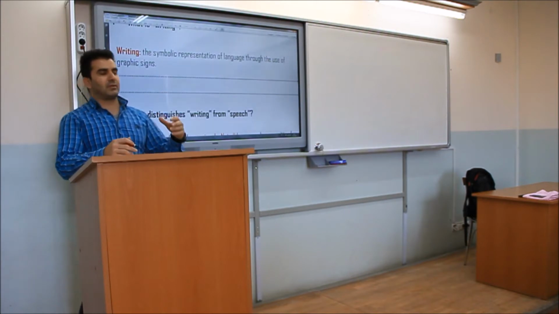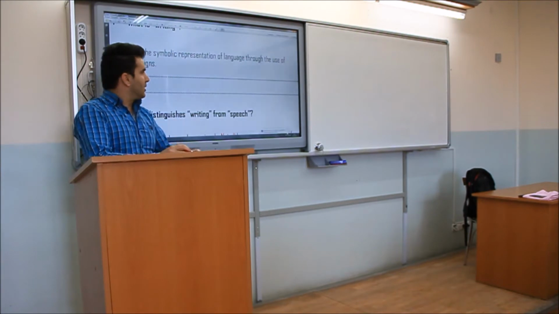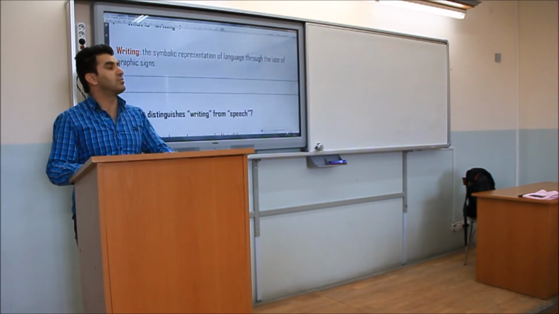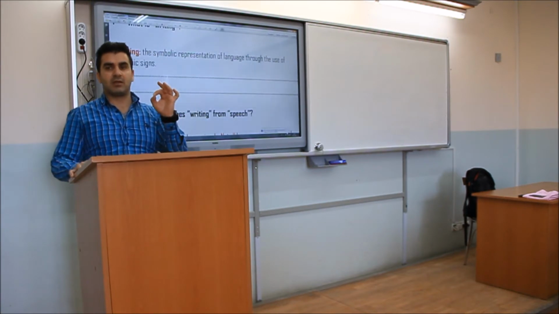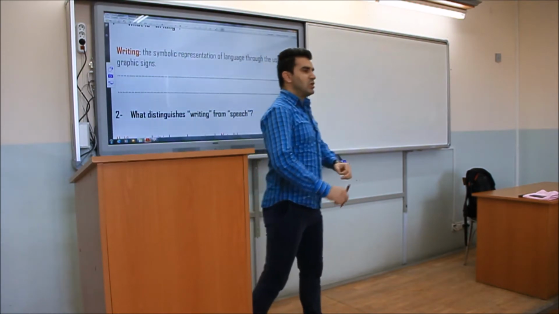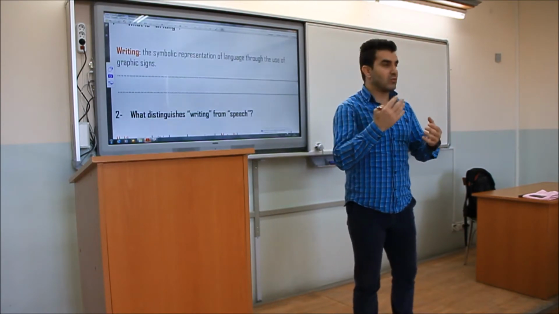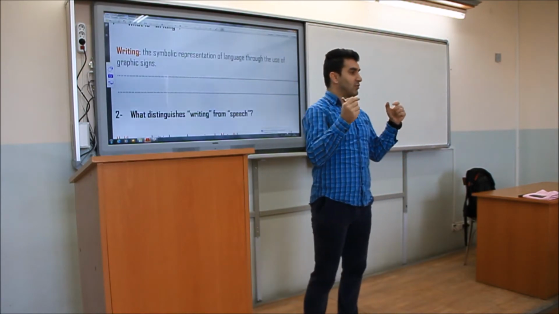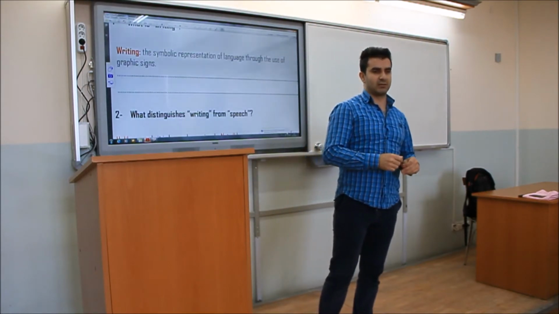But these signs are symbols. Symbols that represent the language that we speak. So, symbols represent the spoken language, and this is called writing. We use some symbols that represent the sounds that we produce. So these sounds are represented through these graphic signs, and we call it writing.